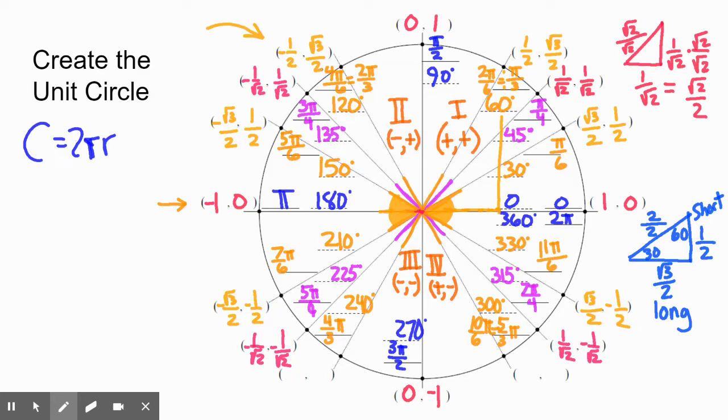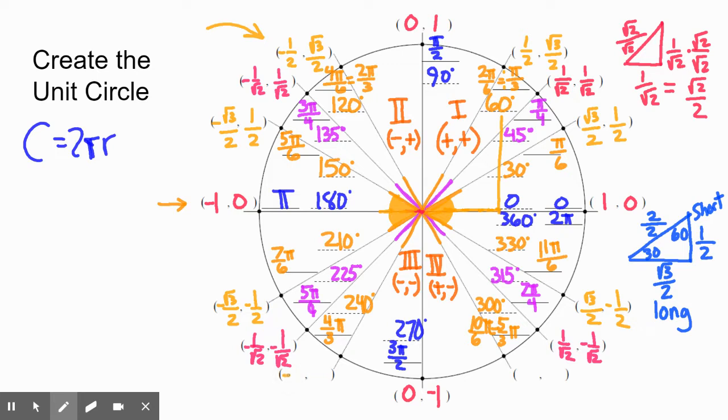All right, now we're going to go down here in quadrant 3, and notice again, for our 240-degree angle, the x-coordinate is the short one and the y-coordinate is the long one. So you'll notice those are just reversed, right?